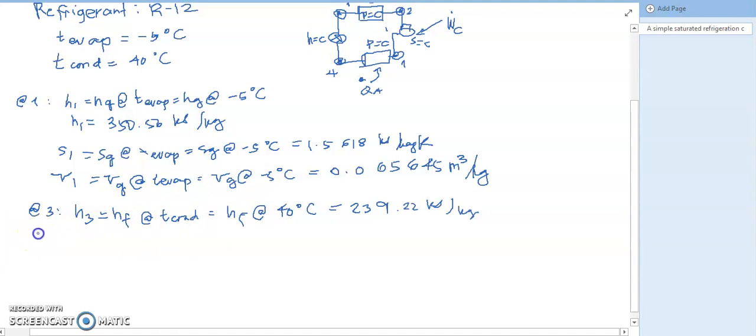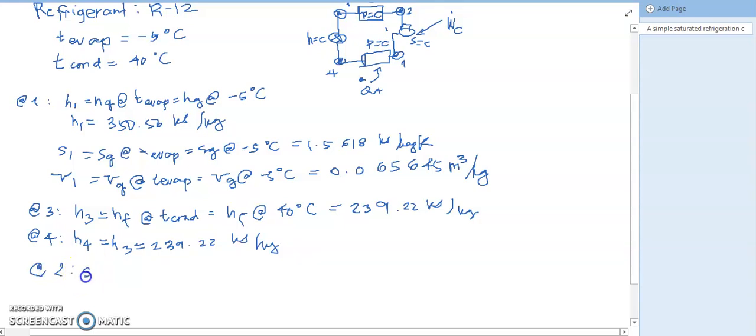At point 4, of course, all we need is H4. Technically, 3 to 4 is an isenthalpic process. So H4 is equal to H3, that is equal to 239.22 kilojoules per kilogram. Now, at point 2, ideally that is saturated vapor. So, what can we get from there?